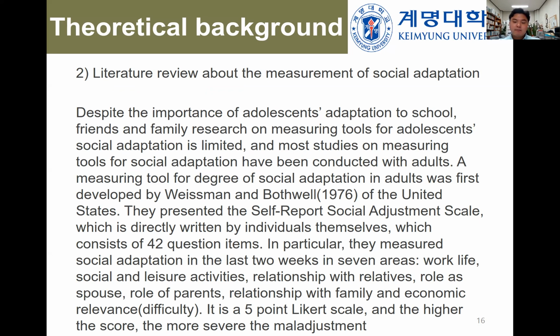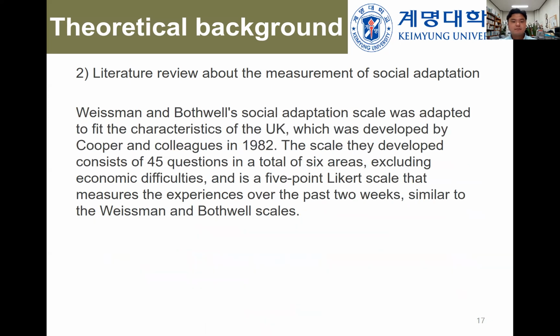In particular, they measured social adaptation over the last 2 weeks in 7 areas: work life, social and leisure activities, relationship with relatives, role as spouse, role as parent, relationship with family, and economic relevance. It is a 5-point Likert scale, and the higher the score, the more severe the maladjustment.